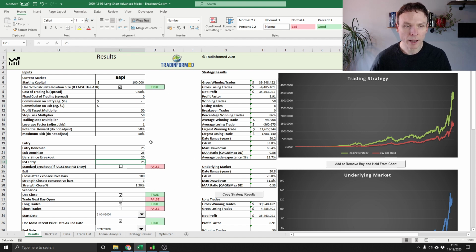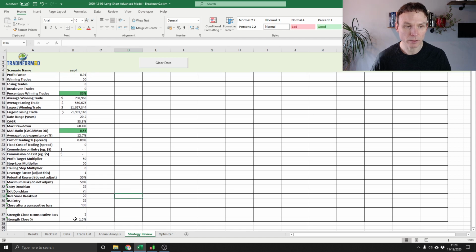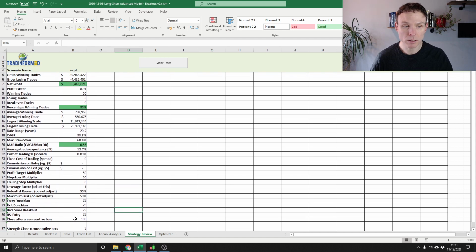Okay, so I've had a look at Apple. I'm happy with this. I'm going to click this button here, and this says copy strategy results. And what it will do is open up the strategy review tab. You can see I've got Apple. I have my results here, the commissions I've applied, and my settings down here, so I can recreate the scenario.